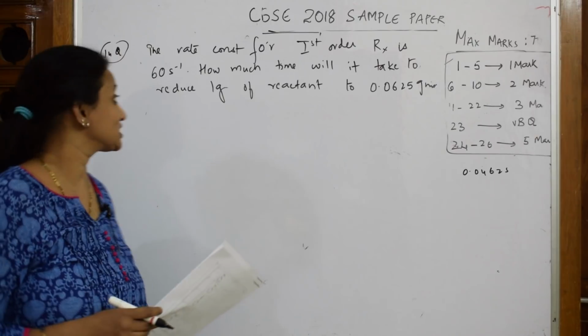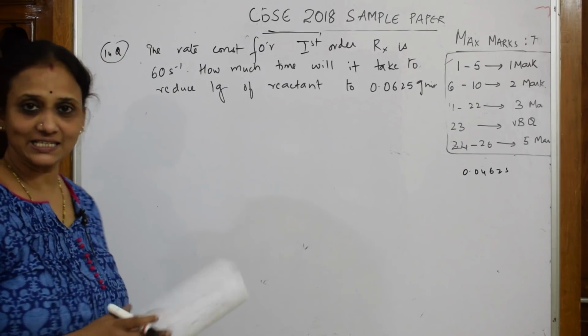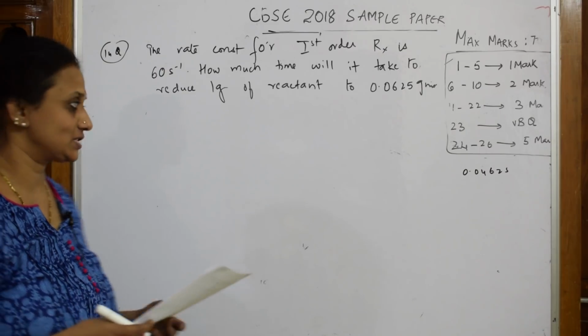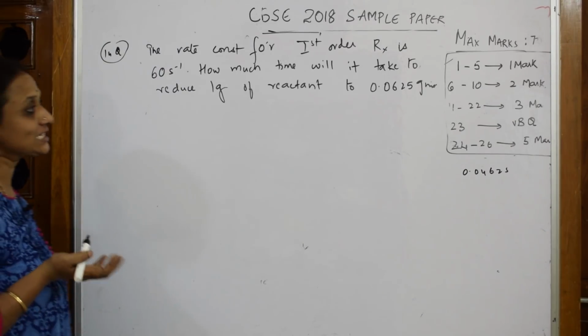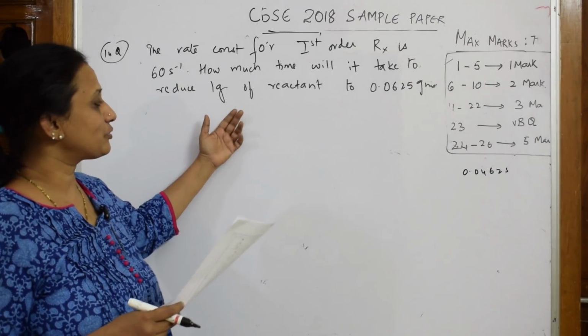Right, let's see the next question. What did they give me? The rate constant of the first order reaction is 60 seconds. Okay, they've given me rate constant K. How much time will it take to reduce 1 gram of the reactant? Okay, 1 gram of the reactant to this.